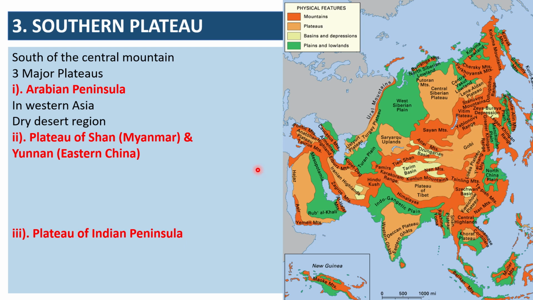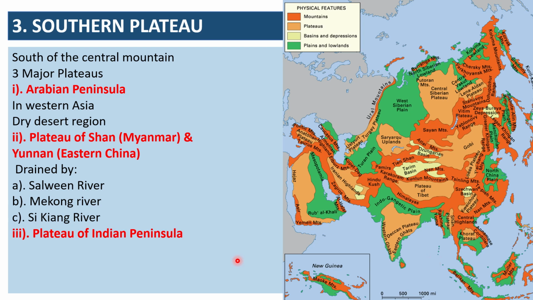So we will discuss here the Arabian Peninsula. This is Arabian Peninsula, and this is the plateau. The plateau of Shan. This is plateau of Shan, which is present in Myanmar, and this is plateau of Yunnan. And we will discuss plateau of Indian Peninsula. This is Indian Peninsula, and this orange color is plateau of Indian Peninsula. We will discuss it south of the central mountain.